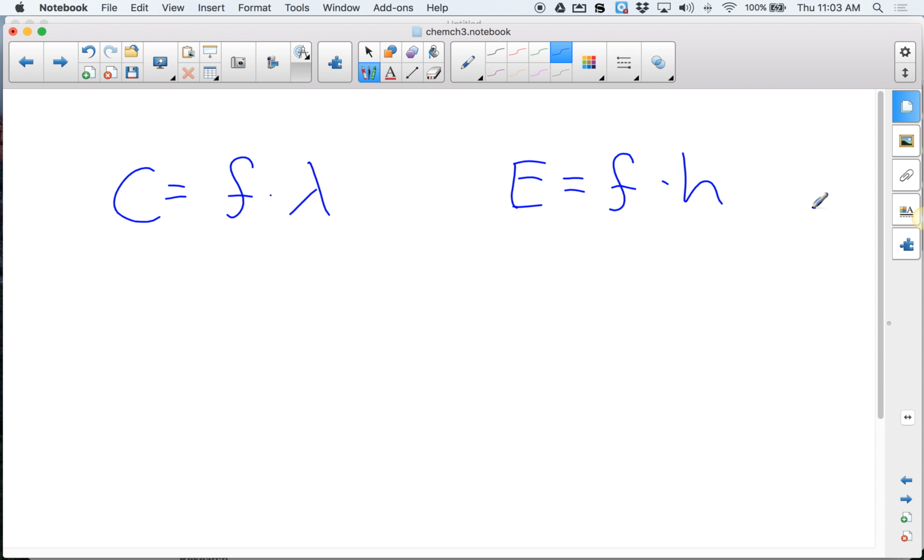I'm going to go through each of these. Wavelength: the whole point of this equation is to let us say, I know the frequency of a wave, I wonder what its wavelength is, or I know the wavelength, I wonder what its frequency is. That's the whole point of this equation, basically just to switch back and forth between frequency and wavelength.